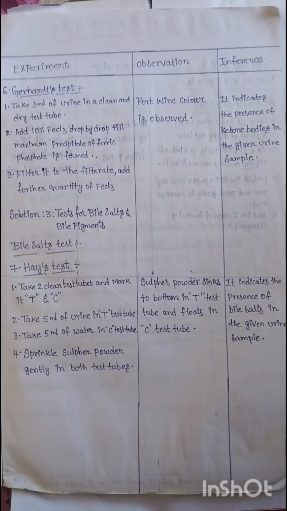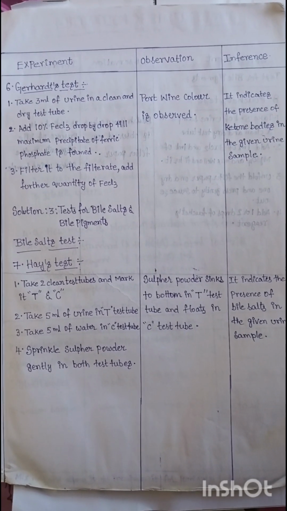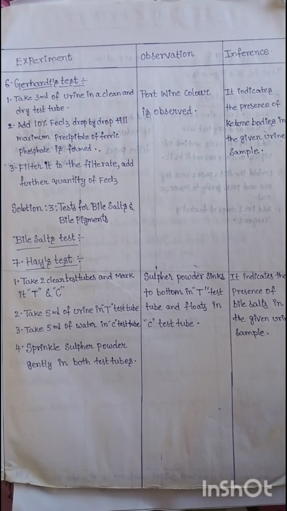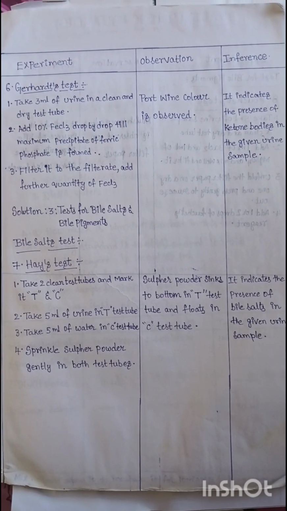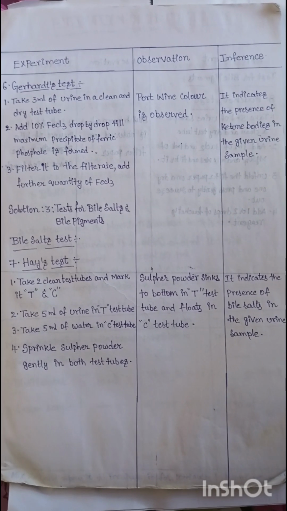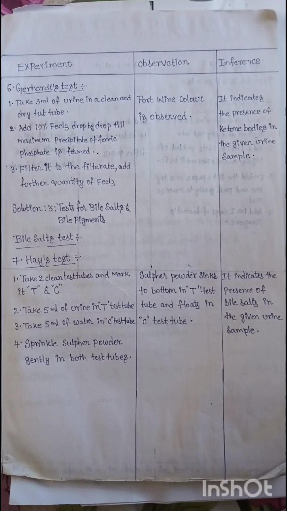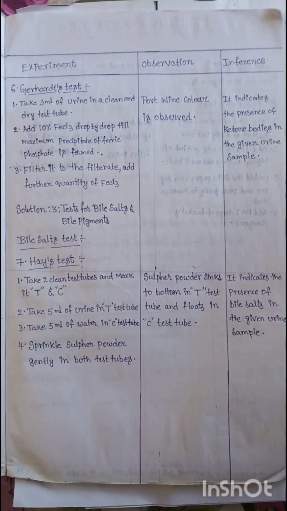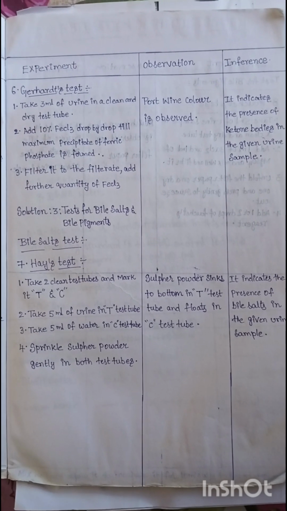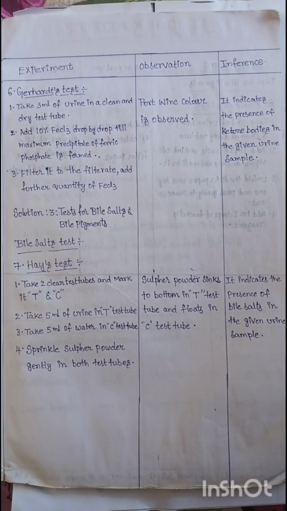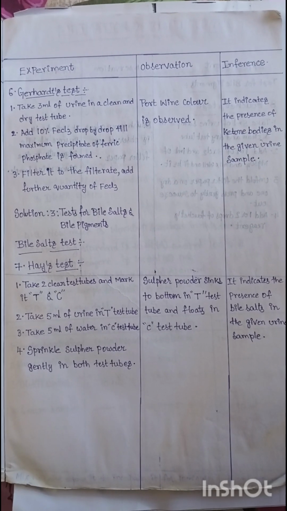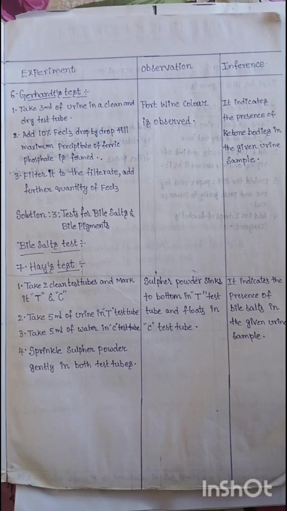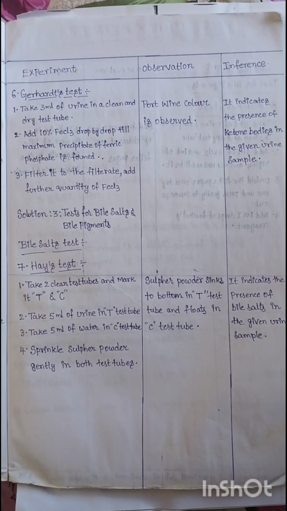Now coming to the performance of Hay's test. Take 2 clean test tubes and mark one test tube as T and another test tube as C. T means test, C means control. Take 5 ml of urine in the T marked test tube and 5 ml of distilled water in the C marked test tube. Sprinkle sulfur powder gently in both test tubes. Now what do you observe? Sulfur powder sinks to the bottom in the T marked test tube and floats in the C marked test tube. What does it indicate? It indicates the presence of bile salts in the given urine sample.